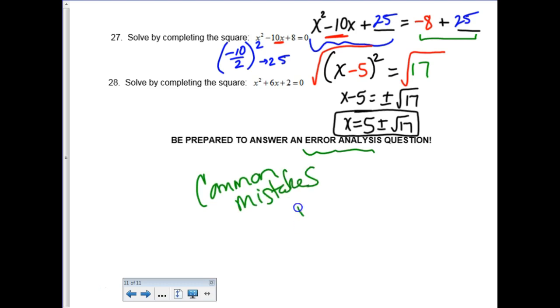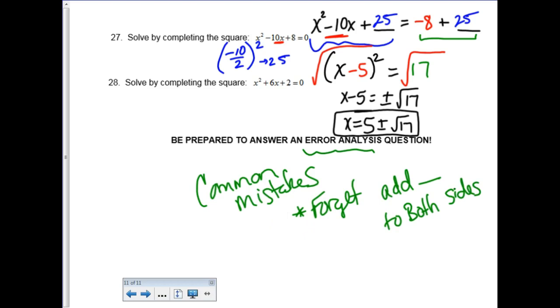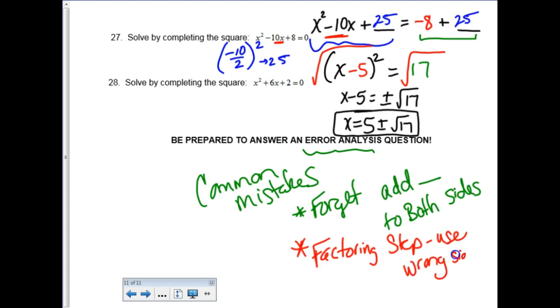Common mistakes that I see are they forget to add the blank to both sides. Like they'll just do it to one side and not the other. So watch out for that. Another common mistake is the factoring step. They use the wrong sign. Like on that question we just got done with, they forget that it's half of the b term. So if your b term was already negative, that means the factor has to be negative as well.